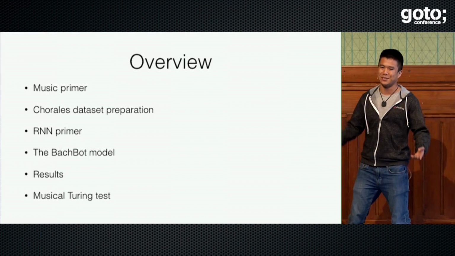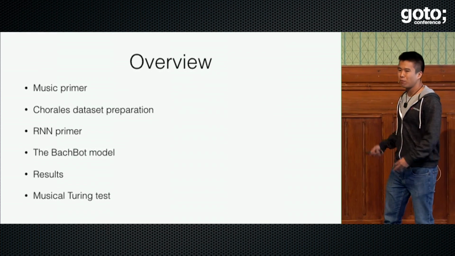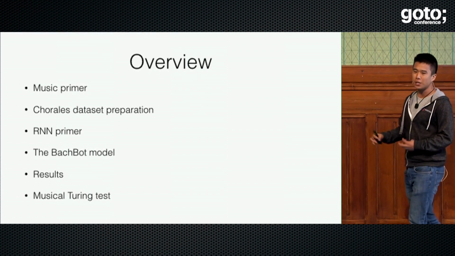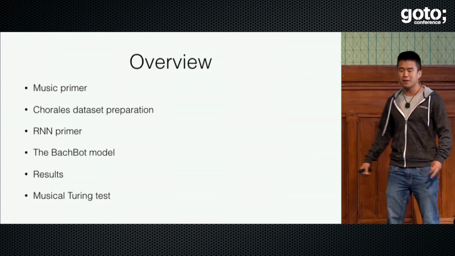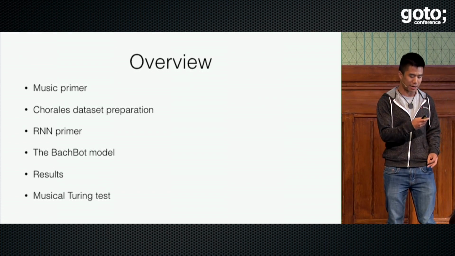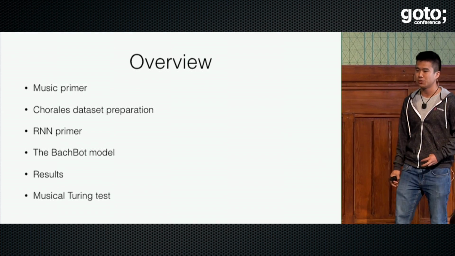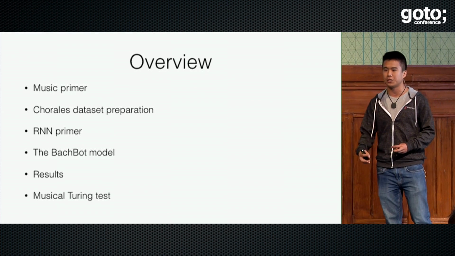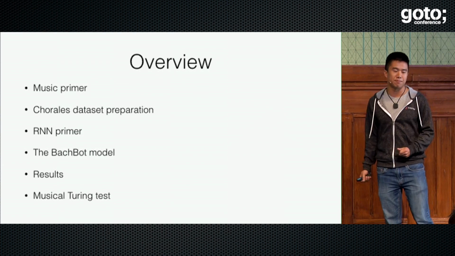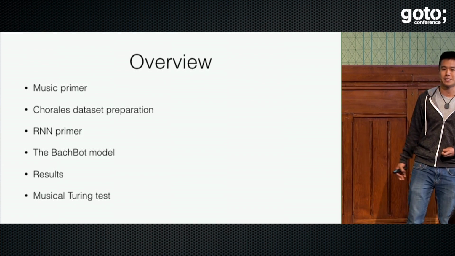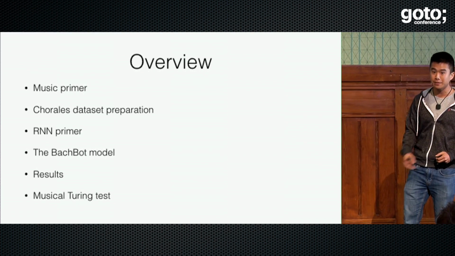Now, if you're still here, I'm assuming you're interested. This is the outline. We'll start with a quick primer on music theory, giving you just the basic terminology you need to understand the remainder of this presentation. We'll talk about how to prepare a data set of Bach Chorales. We'll then give a primer on recurrent neural networks, which is the actual deep learning model architecture used to build BachBot. We'll talk about the BachBot model itself, the tips and tricks and techniques that we used in order to train it and have it run successfully, as well as deploy it.